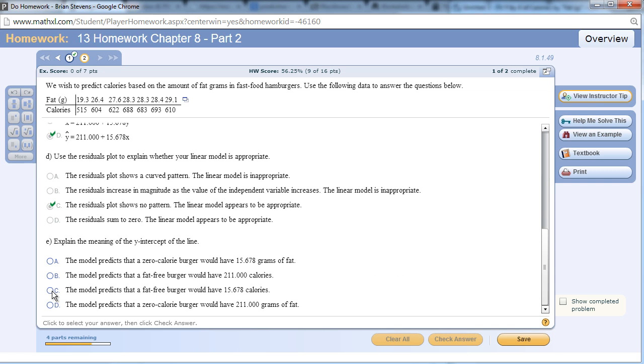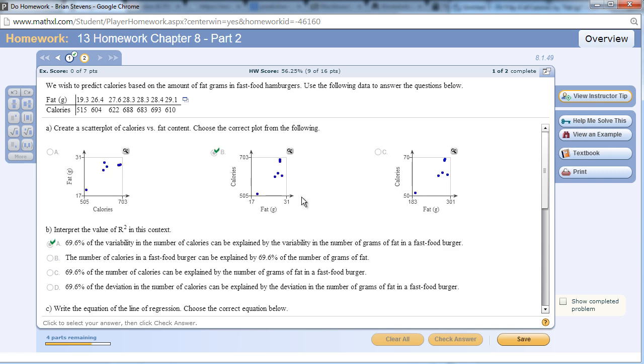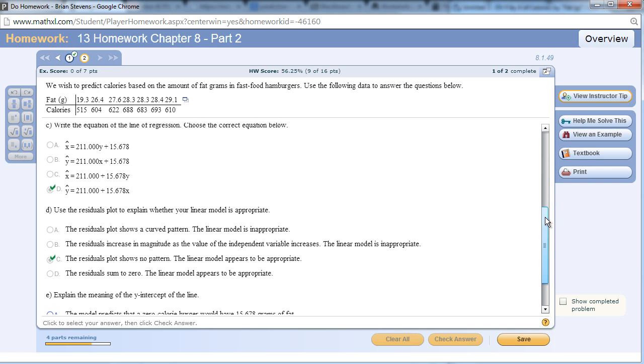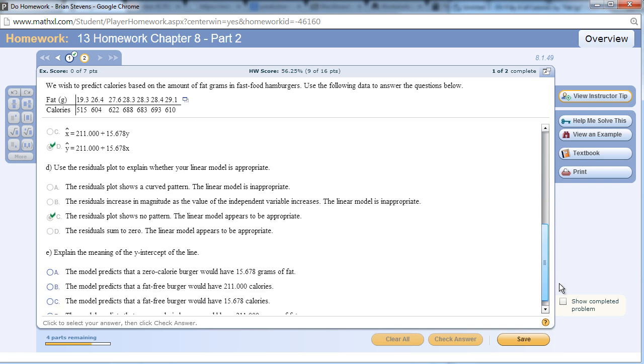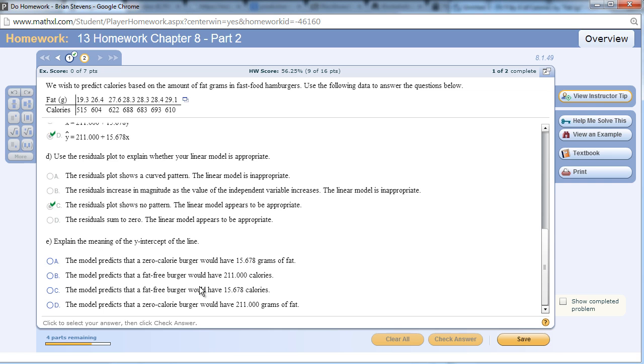Explain the meaning of the Y-intercept. Well, let's look at the Y-intercept on this model. For the Y-intercept, what would be 0? Fat. So this is a fat-free burger. And the value of the Y-intercept is 211. So a fat-free burger would have 211 calories.